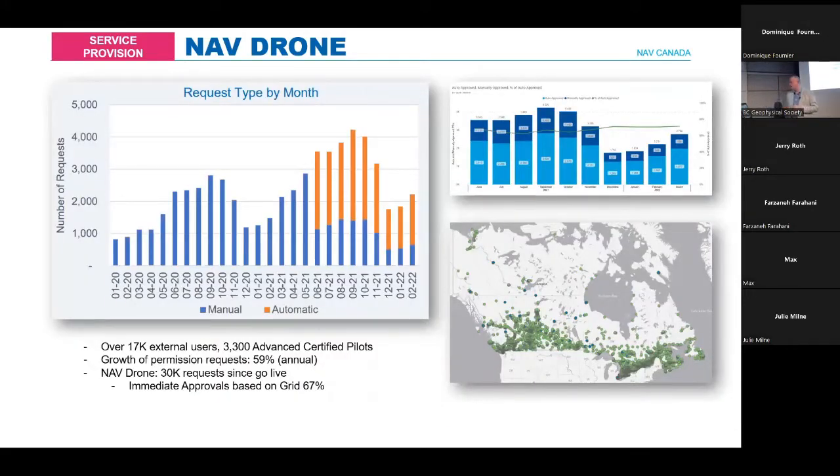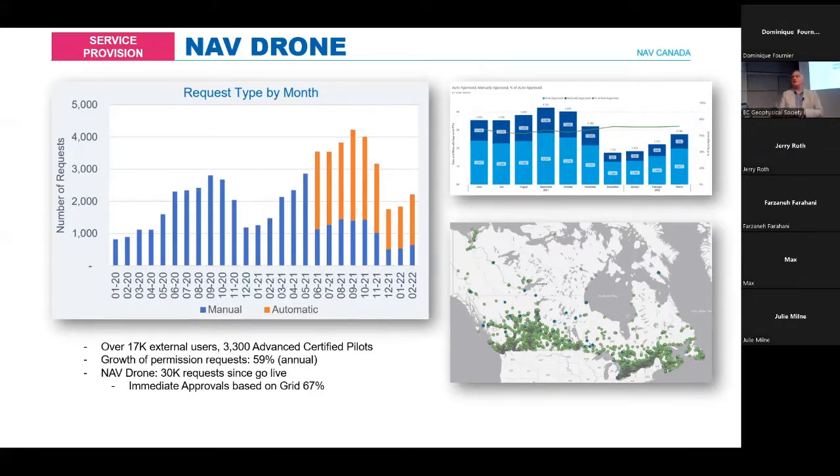So we launched Nav Drone in June 21. You can see where the orange bars kick in. Those orange bars are the places where we'll be able to automate. So what that means is at that point, pilots and operators have been able to get an immediate response, be able to fly in that location.